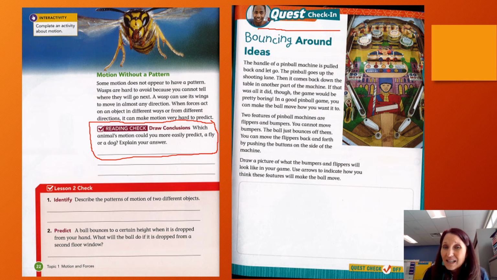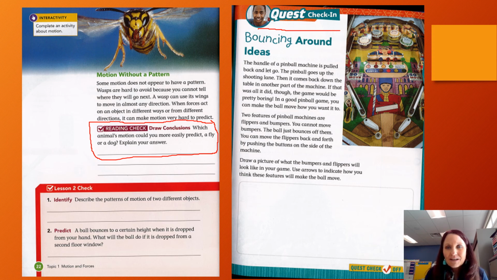If that was all it did, though, the game would be pretty boring. In a good pinball game, you can make the ball move how you want it to. Two features of pinball machines are flippers and bumpers. You cannot move the bumpers. The ball just bounces off them. You can move the flippers back and forth by pushing the buttons on the side of the machine. Draw a picture of what the bumpers and flippers will look like in your game. Use arrows to indicate how you think these features will make the ball move.